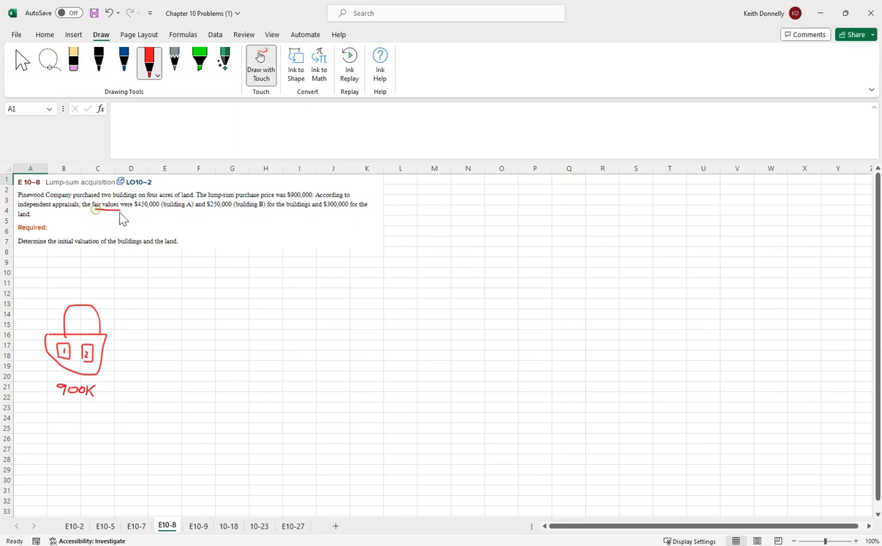Well, they then tell us the fair value of the buildings were 450 for A, and 250 for B. So let's just make like a fair value column: 450 for building A, 250 for building B, and let's see what else they tell us here. Also, there was $300,000 for the land, right? So there must have been some land in here as well.